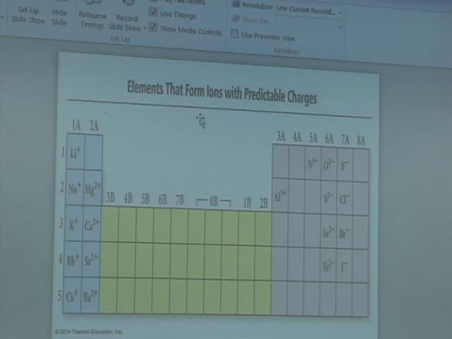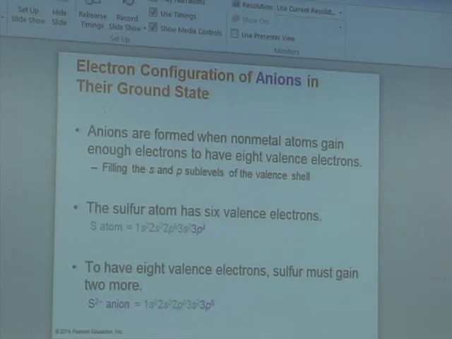Most people, when asked what would be the most important thing to take out of your book, if you had to take just one sheet of paper from a textbook, what would you choose? The answer would be the periodic table, because it tells you all the predicted behaviors and properties of the elements. Now, the electron configuration of ions in their ground state, of an anion.